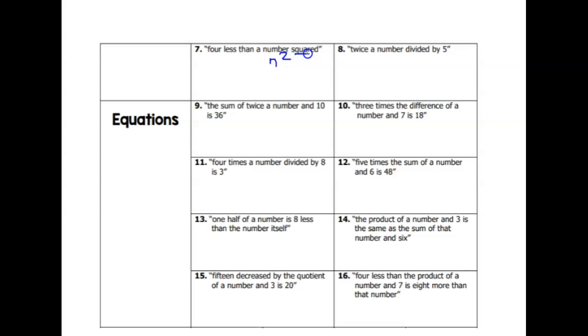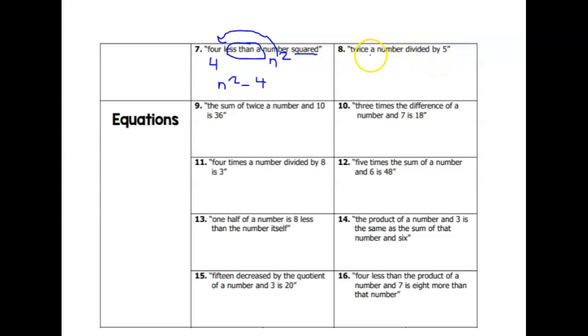We talked about what squared meant, okay? And then I have the number 4. Remember, less than is our turnaround statement. So that means I'm going to flip these two. This actually is n squared minus 4. N squared minus 4.